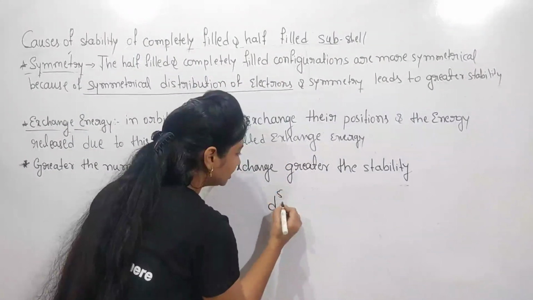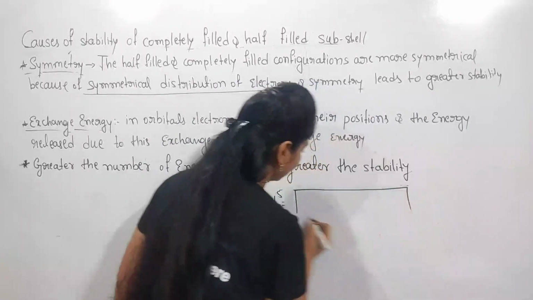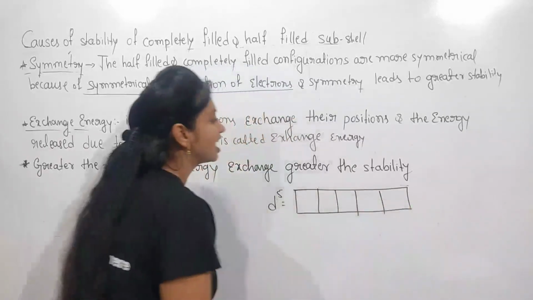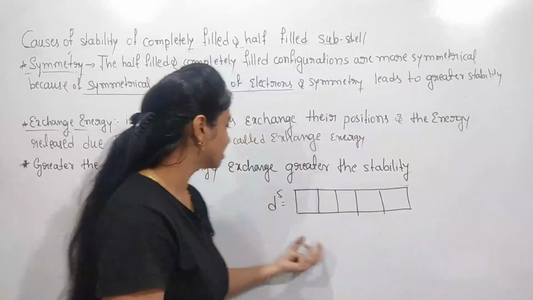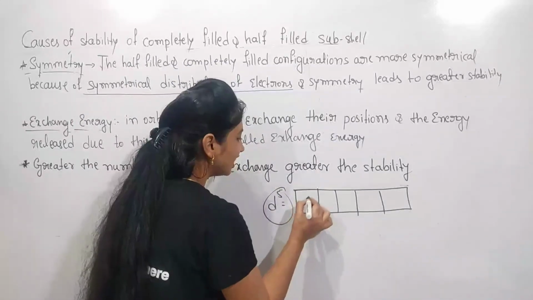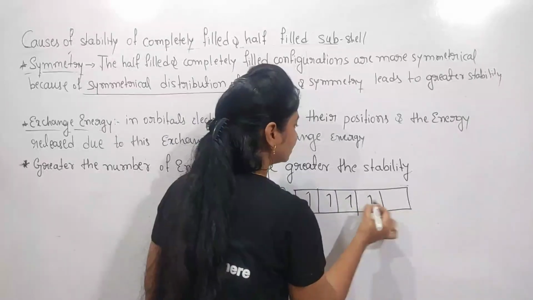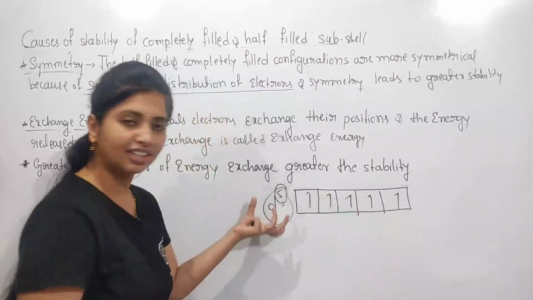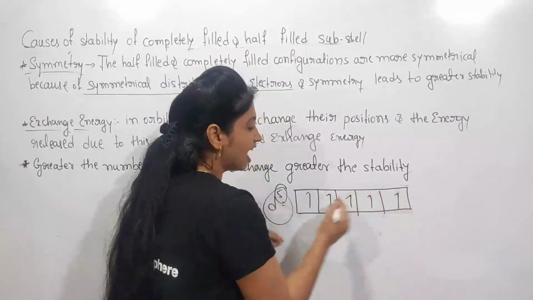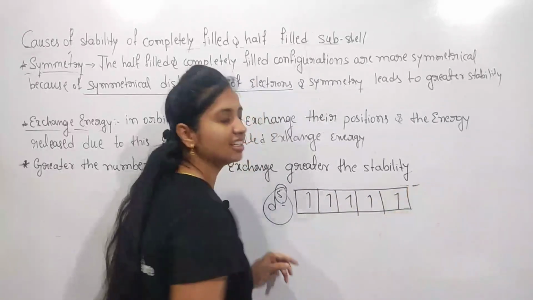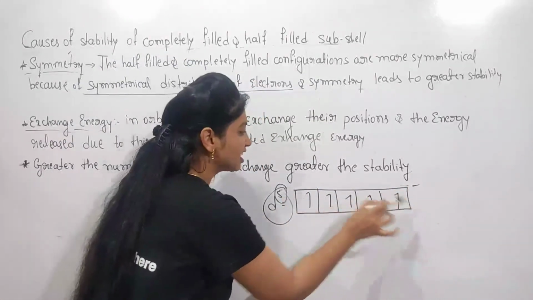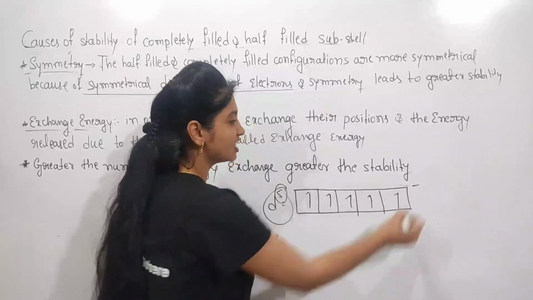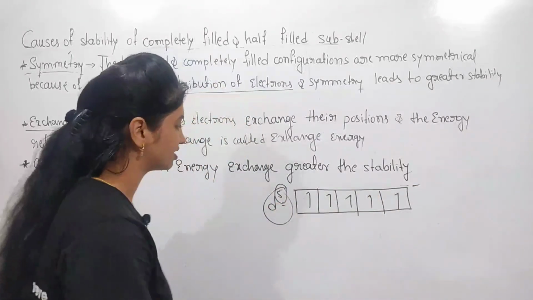So see here, in d5 orbitals, I fill the electrons like this: 1, 2, 3, 4, 5. These are the 5 different orientations of d orbitals. I fill electrons in all orbitals in this manner: 1, 2, 3, 4, 5. So these 5 electrons of the d orbitals are symmetrically distributed, with all orbitals having the same number of electrons in the same direction. This is called a symmetrical distribution of electrons.